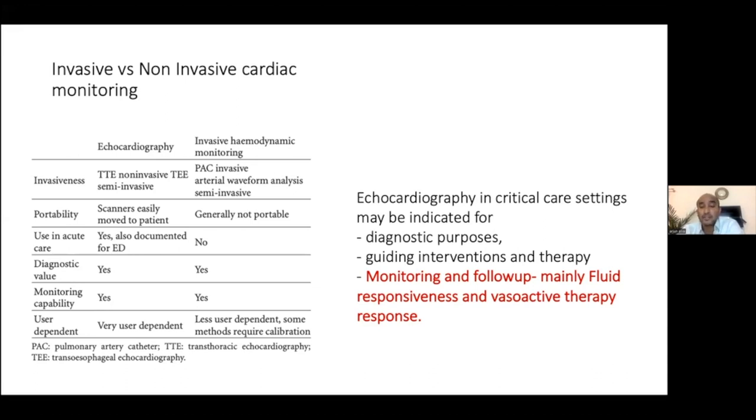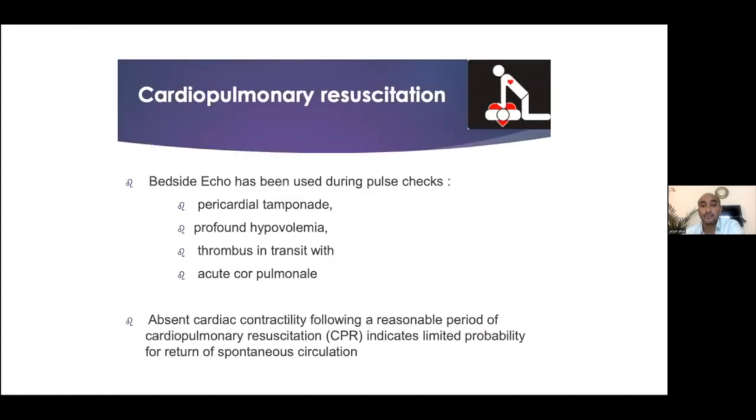Although one of the most important disadvantages is that it is user dependent. So each individual can have different values based on their expertise and experience. The indications of echocardiography can be for diagnostic purposes, for guiding interventions, and also for monitoring and follow-up in the intensive care unit or in the theaters.